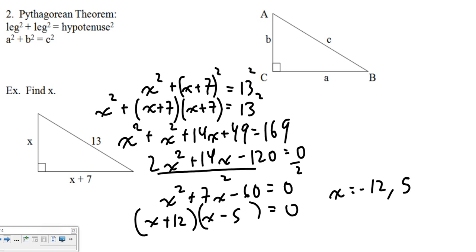And then you take those answers and you see, do they make sense? Well, if I plug them in to this problem, you're going to see x has to be positive because it's a length. So I'm going to cross off the negative 12. Doesn't make sense in the problem. And then my answer is going to be x is equal to 5.